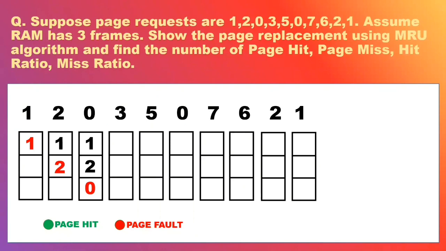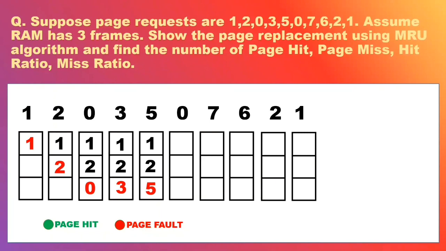And between 1, 2 and 0, which is most recently used? That is 0. 0 is most recently used, so 0 will swap out from the RAM and 3 will swap in. Now 5. 5 is not present inside the RAM, it's a page fault. And between 1, 2 and 3, which is most recently used? That is 3. So 3 will swap out and 5 will swap in.